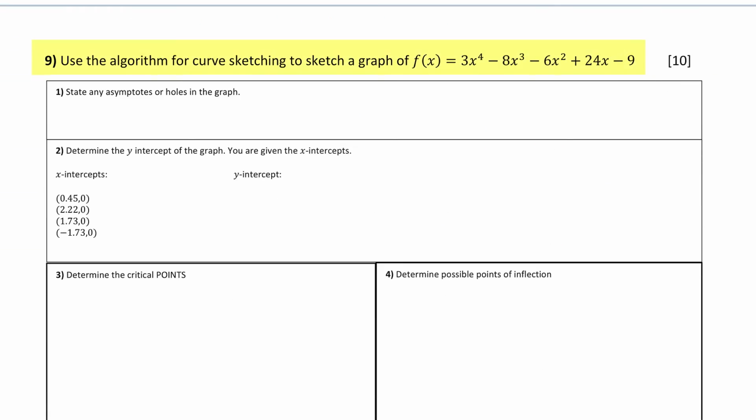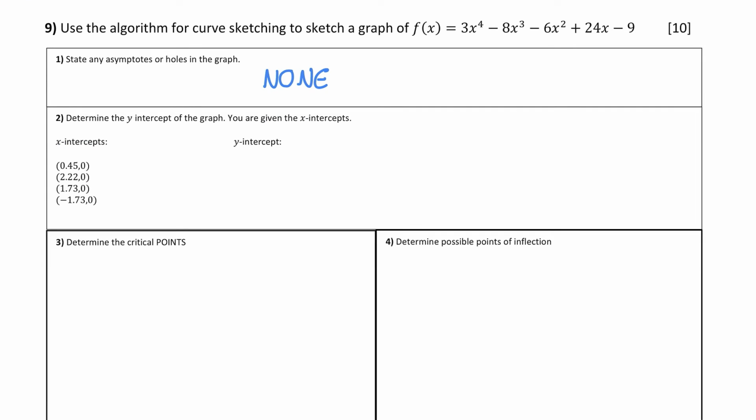Question 9 says, use the algorithm for curve sketching to sketch a graph of f at x. It's a polynomial function, so I know there are no restrictions on this function. There are no asymptotes or holes. So for part 1, I'll write none. I need to find the x and y intercepts of this function. Notice the x-intercepts are given. I just need to solve for the y-intercept, and I can calculate that just by subbing in 0 for x, and I would get -9. So 0, -9 is my y-intercept.